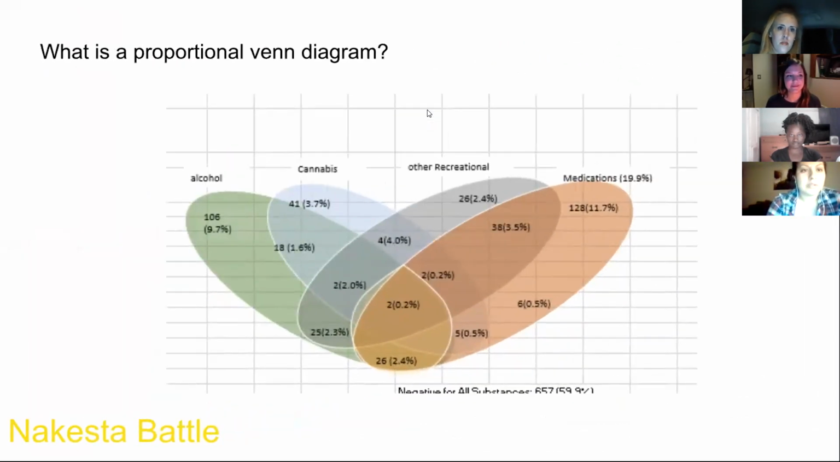And Nakesta, what is a proportional Venn diagram? Well, it's speaking of the amount or quantity of something. Most of the data will overlap. The circles or other shapes are sized by the proportion of the representation as a whole. And some of the shapes in my diagram are actually overlapping the others, just to show that there are multiple drugs inside someone's body at one time.